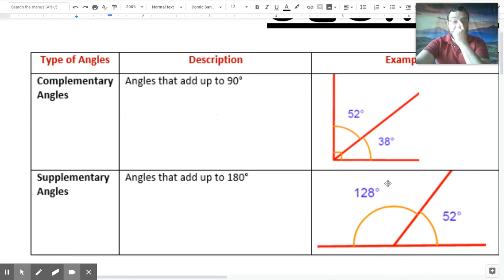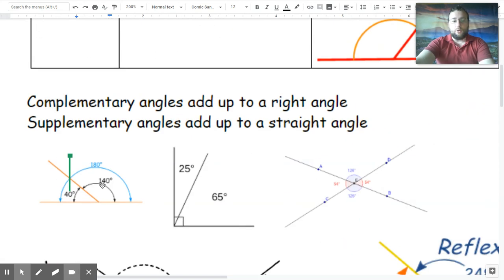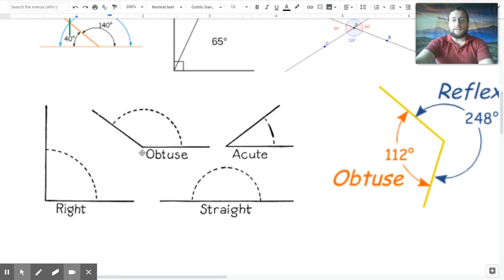Supplementary angles, on the other hand, is when they add up to 180. So here's an example. 128 and 52 make supplementary angles, right? So let's look at more examples of supplementary and complementary. Here's 140 plus 40, making the 180. So straight angle, therefore supplementary. 25 and 65 added together to make complementary angles. So there you go.